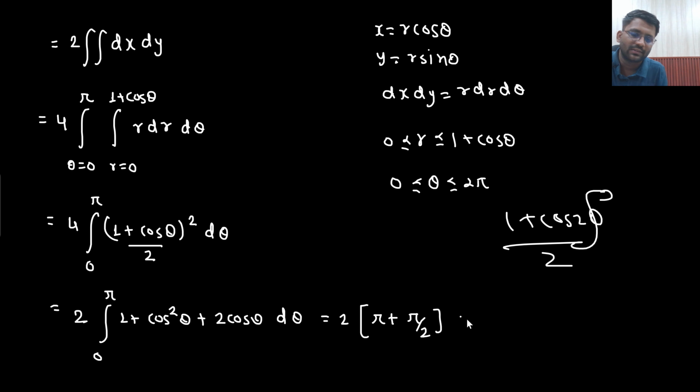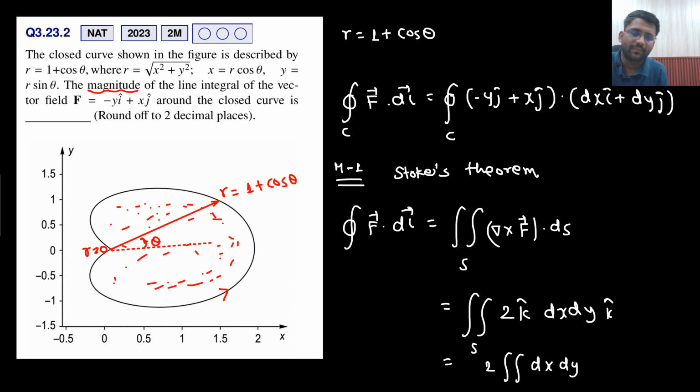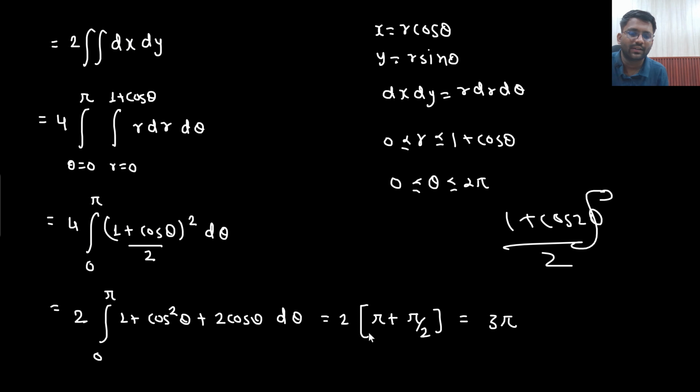3 pi is the answer that we are getting. The answer is not written, so I am not sure about it, but 3 pi is what we are getting. Okay, it would be correct only.